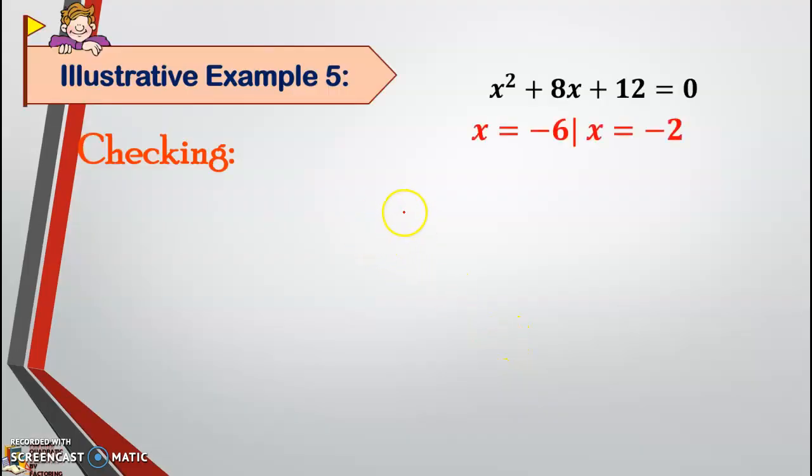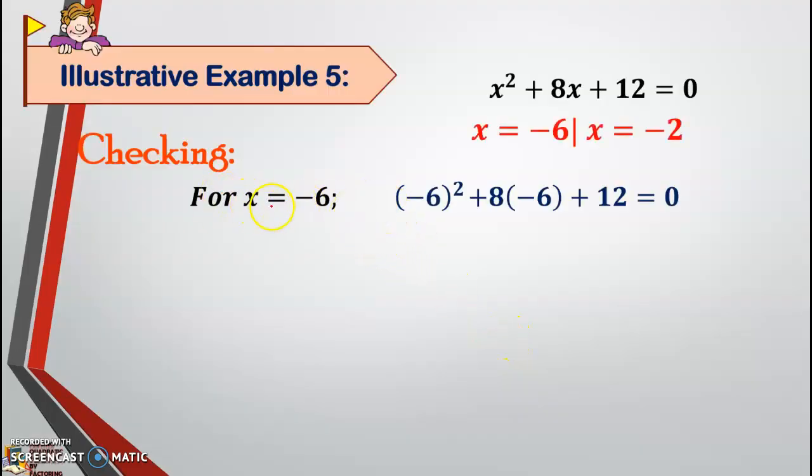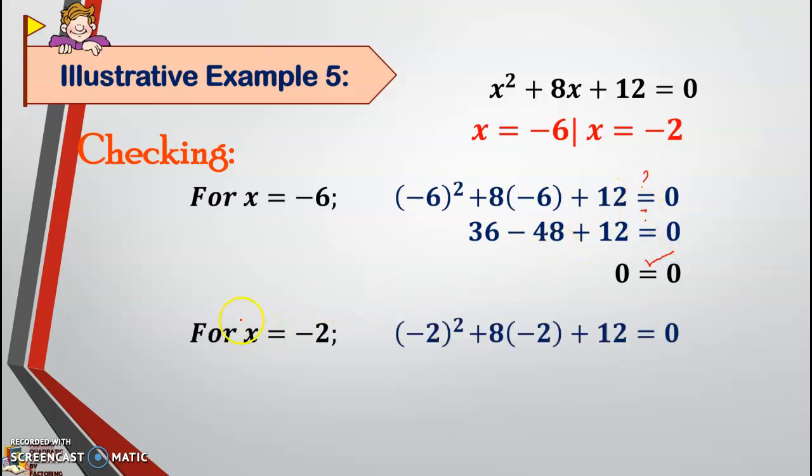For the checking, we substitute na lang. x equal to negative 6: negative 6 squared plus 8 times negative 6 plus 12 equal to 0. So 6 squared is 36, 8 times negative 6 is negative 48, so plus 12. If you add this together, this will just give us 0. Right? Next, if x is negative 2, negative 2 squared plus 8 times negative 2 plus 12. Right? And then if you simplify, we have 4 minus 16 plus 12. Basically, that will just give us 0.